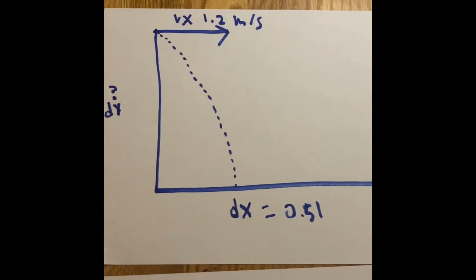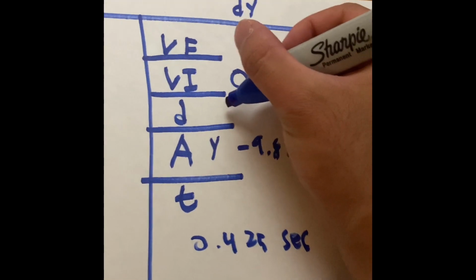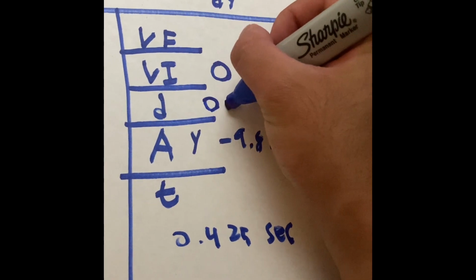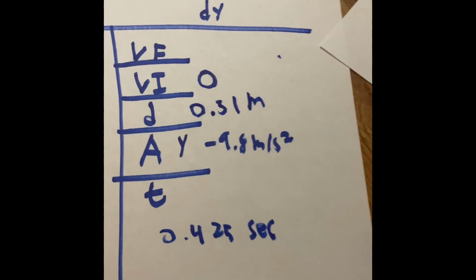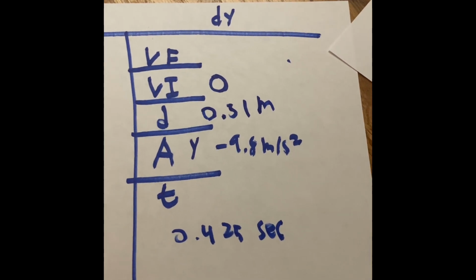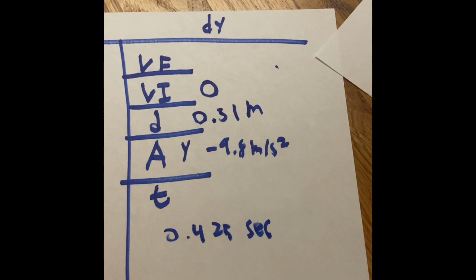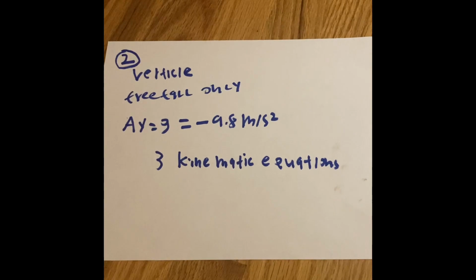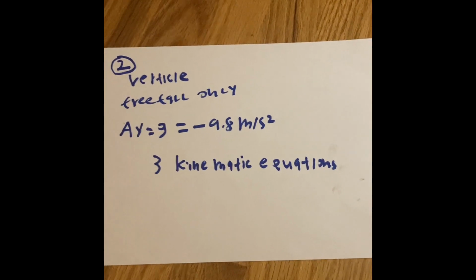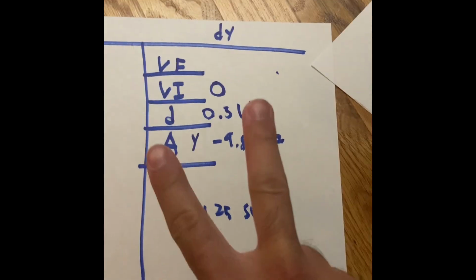So what we have here is some information that we can observe. Our vi represents 0. Our d, our distance or displacement, is 0.51 meters. Our ay is negative 9.8 meters per second squared, representing gravitational pull. And our t is 0.425 seconds. What can we do? When we talk about dy, we have to use the three kinematic equations. But which one can we use? We have everything except for Vf. So what we can do to solve this problem is the second kinematic equation.